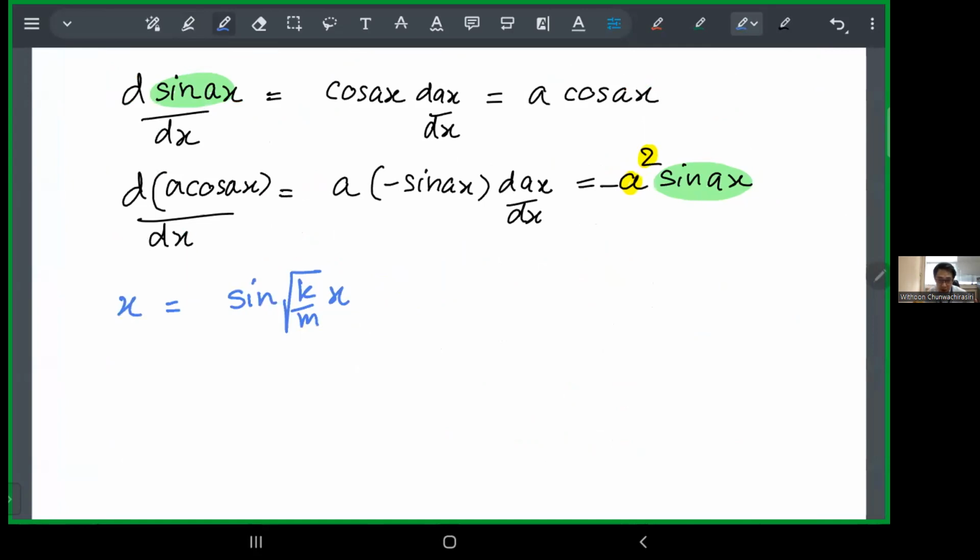Okay, not yet. But think about it. There are a couple of things that we can add on top of this. First, I'm just too lazy to write this as a square root of k over m. Let's talk about this as some number. What you can do is just say, let's call this omega. That's something that you can do all the time.